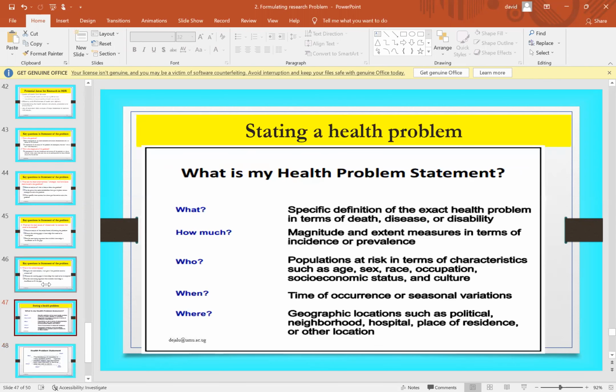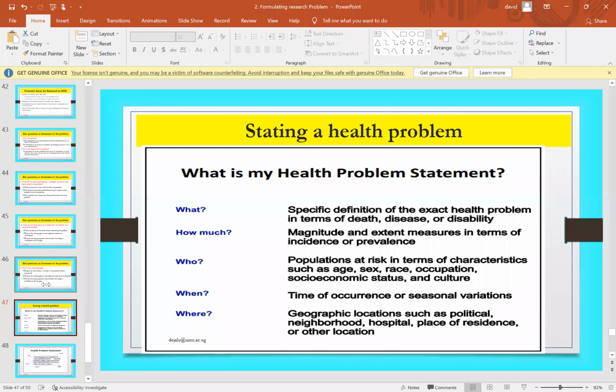Okay, so this is an example of a health statement. We want to include all these questions. We have to include the what, how much, who, when, where. So for the what, we describe either the disease, the nature of the problem actually. Then we provide the magnitude, that's the how much, people who are affected, that's the population at risk, in terms of age, race, occupation. We also provide the when, the time of occurrence.